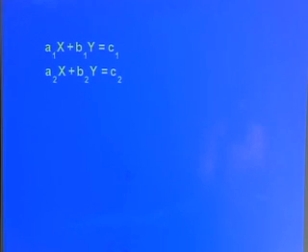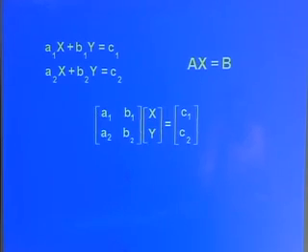The two equations are a1x plus b1y is equal to c1, a2x plus b2y is equal to c2. These two equations can be written in the matrix form, as we have discussed in my earlier lectures, as Ax is equal to b, where A is a 2 by 2 matrix and (x, y) is a column vector, while on the right hand side we have the column matrix (c1, c2).